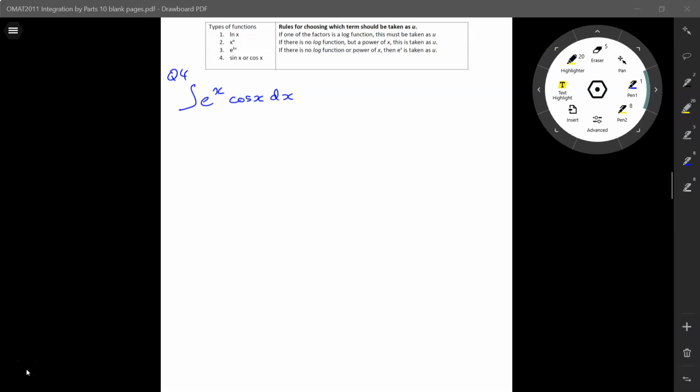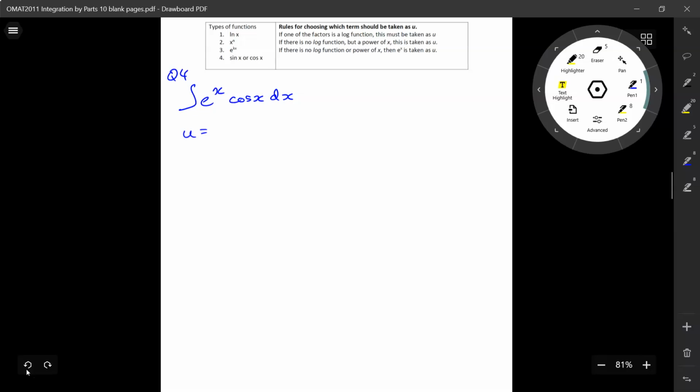In this example, we have a product of an exponential function and a trigonometric function: exponential x multiplied by the cosine of x. So once again, we're going to use our rule, integration by parts. If we look at this, which one are we going to pick for u? So u is equal to what?